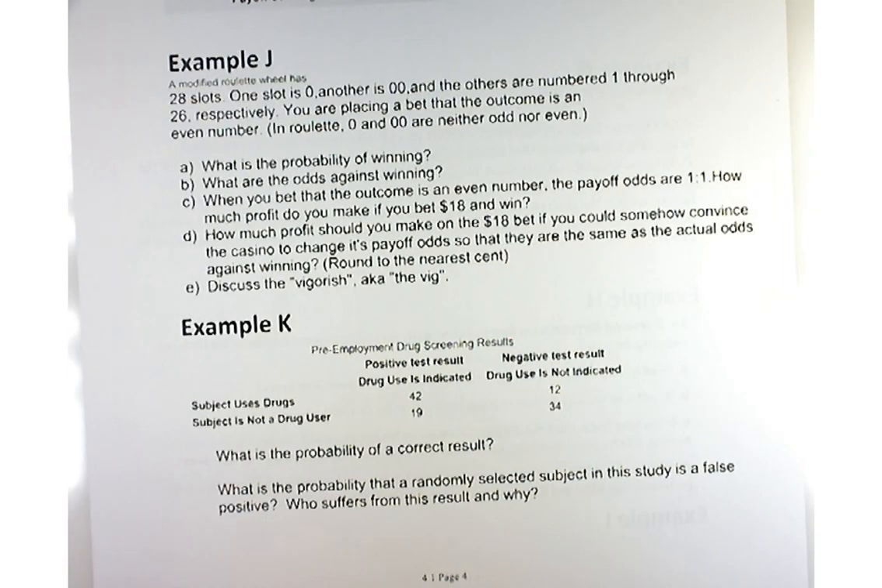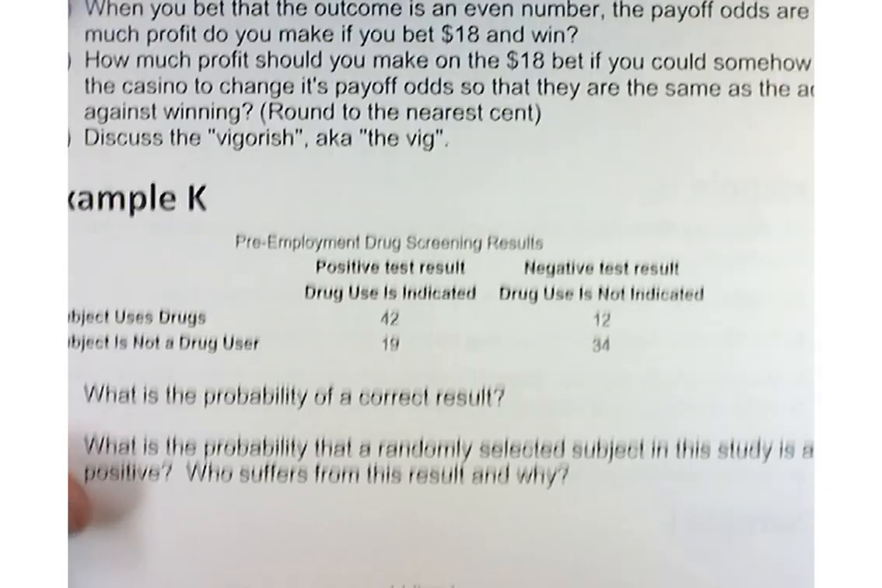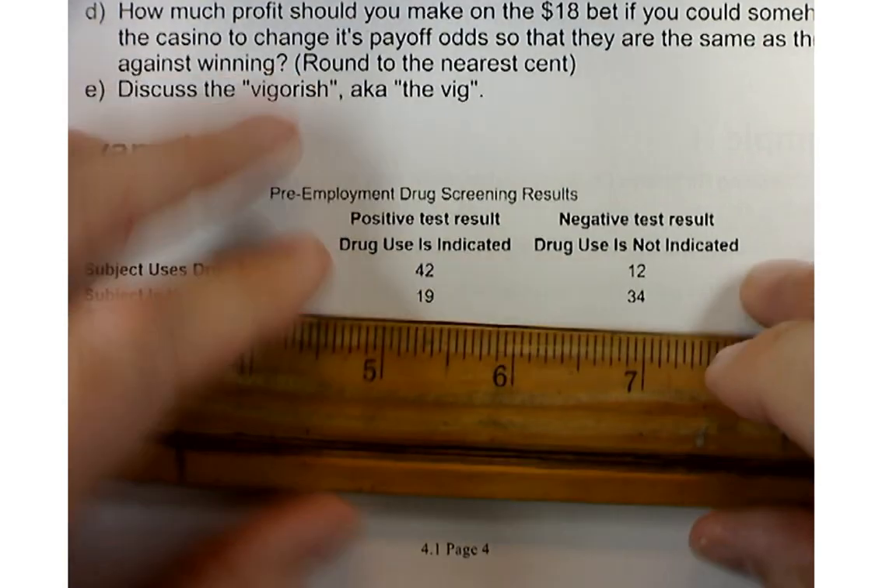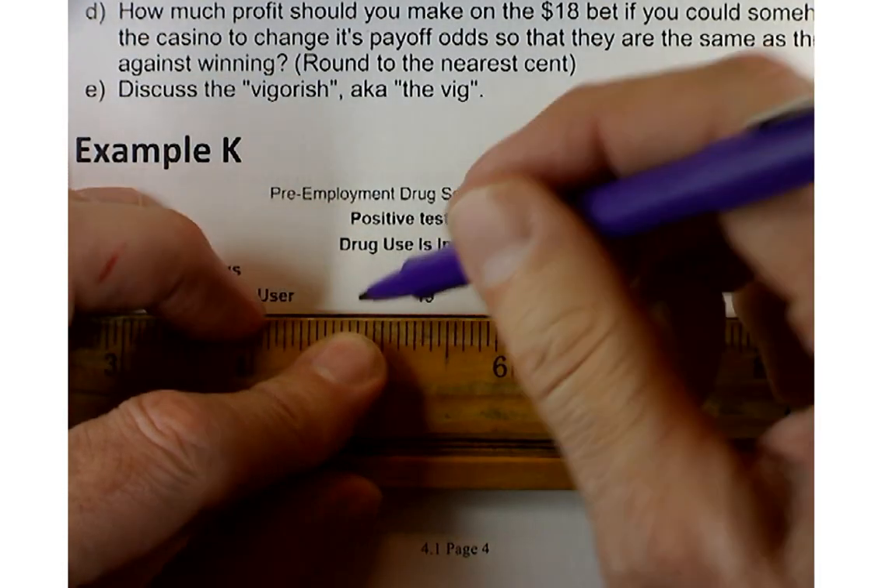Okay, let's do one last example here. Example K. So these are results of a drug treatment, a drug screening test. And what I would suggest that you do first when working with this is write down a few totals here for ourselves. So let's do some marginal totals.